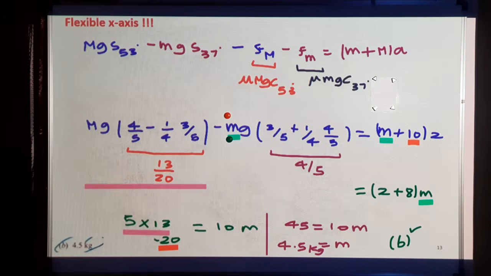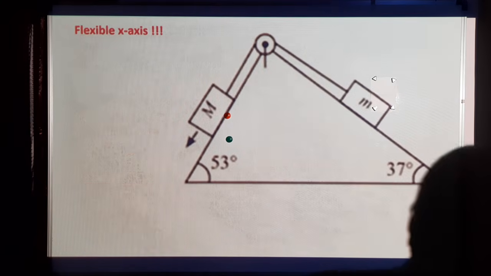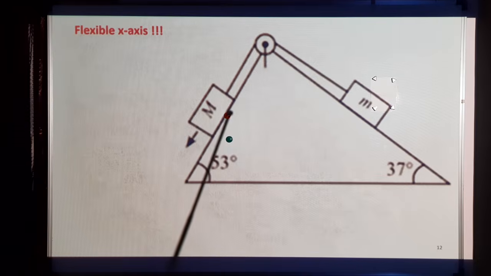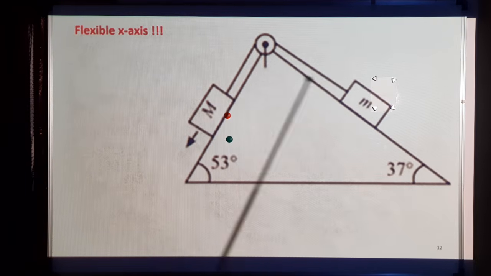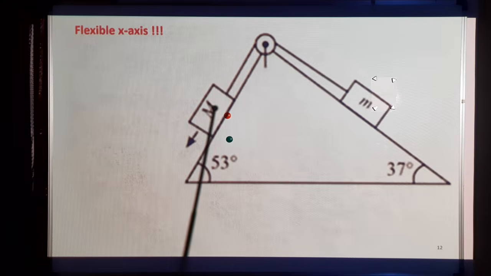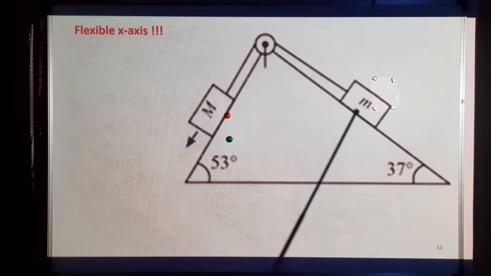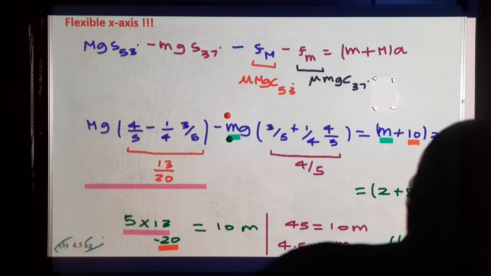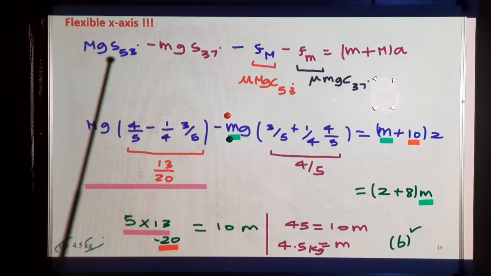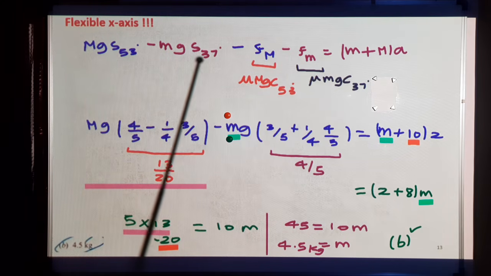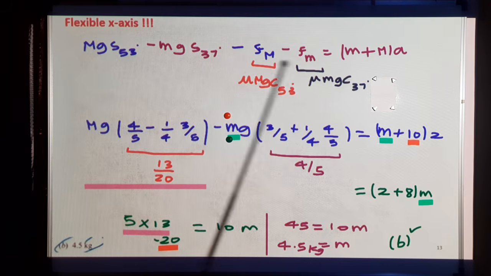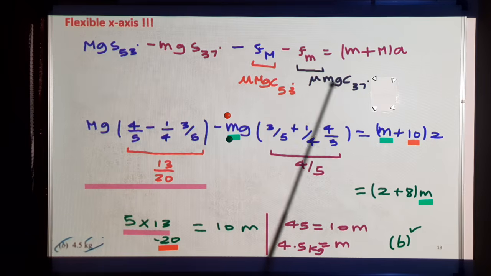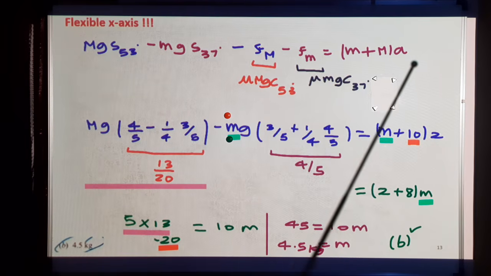So this is sort of explained here. Here I'm using this concept of flexible x-axis. The axis has become flexible because the string is flexible. So I'll consider this M and m as a single system along with the string. The forces along the positive x direction: this is a weight component downwards, which is Mg sine 53, and the weight component downwards in the negative x direction is mg sine 37. So Mg sine 53 minus mg sine 37. And then friction force is opposing the motion, so both will be negative. Mu into normal reaction, which is Mg cos 53 and mg cos 37 for the small m, equals the total mass of the system, m plus M, into the acceleration.